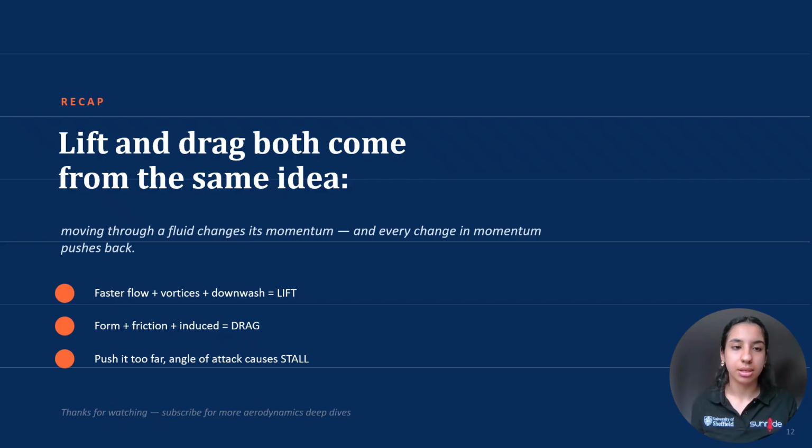And yeah, just to recap this, both lift and drag, they come from the same idea, and they both are about how fast the airflow is, and change in momentum and forces.